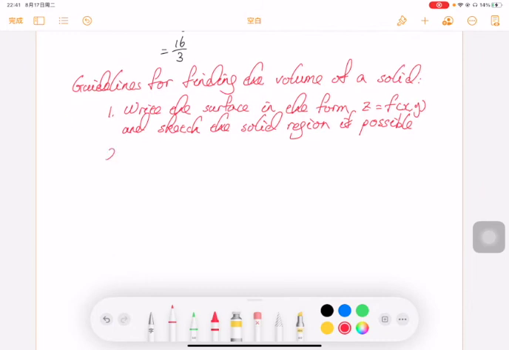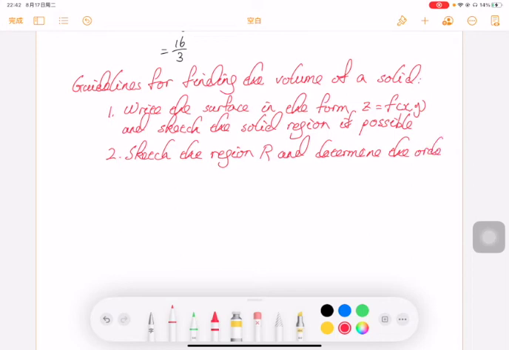Okay, so the second step is sketch the region R. Now this is absolutely necessary. And determine the order and limits of integration.